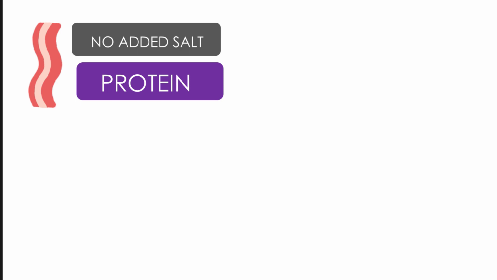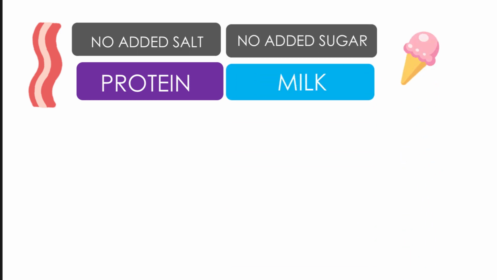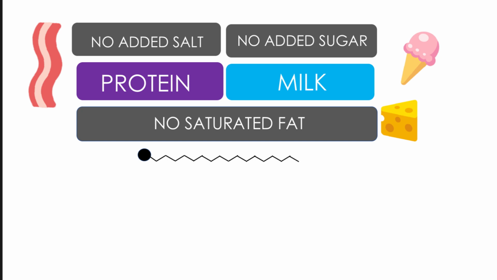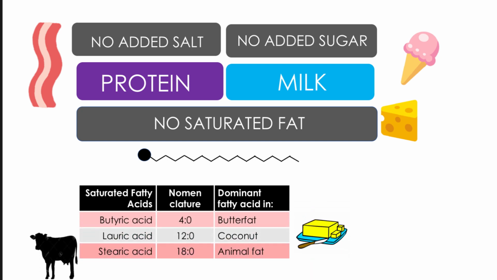Let's take a look here at the protein group in a little bit more detail. So we want to make sure that this group has no added salt. And we'll look more closely at salt in a second. But the milk group, big thing here is no added sugar. A lot of our dessert foods are high in sugar. And both of these groups should not feature a whole lot of saturated fat. And again, we'll go into why.